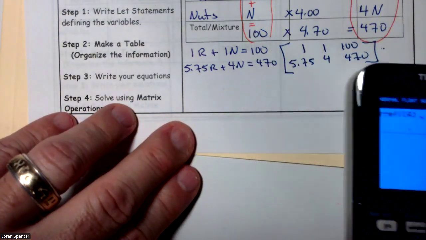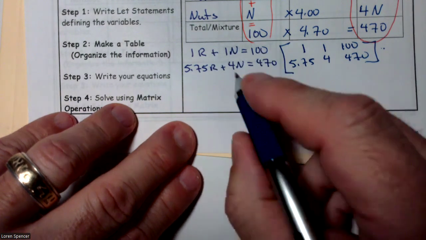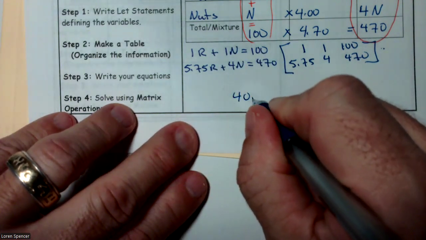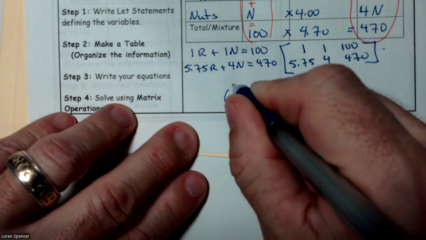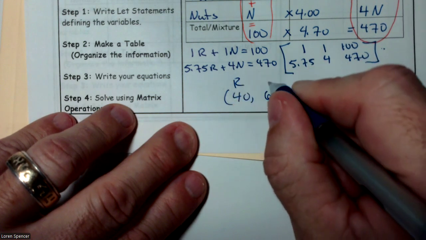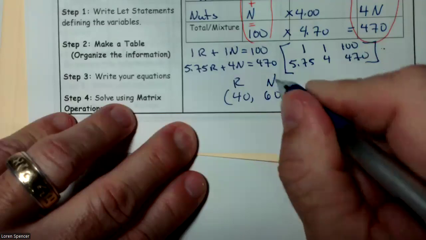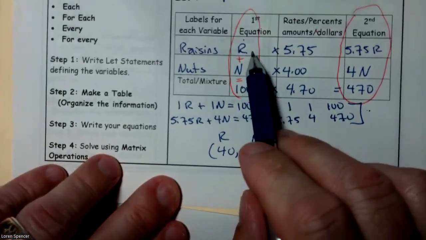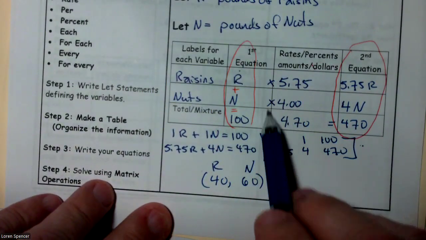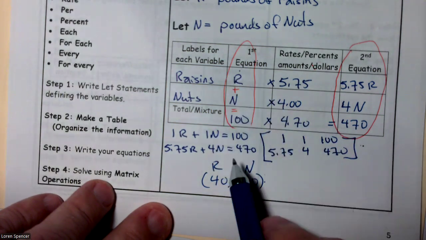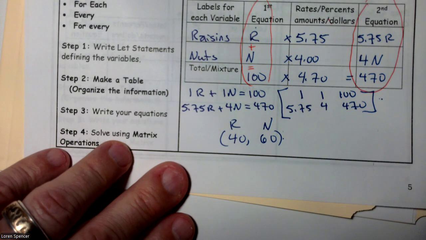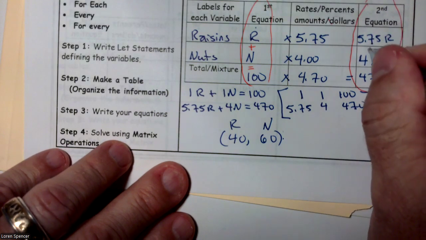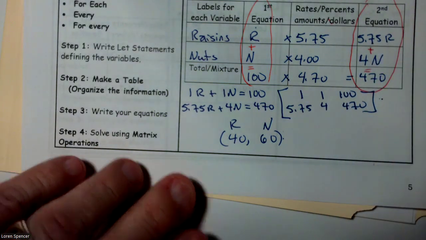So our answer is in the order that we have it. So 40, comma, 60, which tells me that we had 40 pounds of raisins and 60 pounds of nuts, because this N is the pounds of nuts. So 60 pounds of nuts, 40 pounds of raisins. And guess what? 40 plus 60 equals that 100. And I should have put a plus sign here and an equal sign there. Okay, moving on to the next problem.